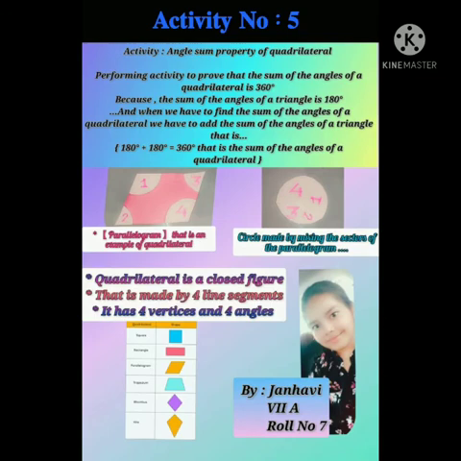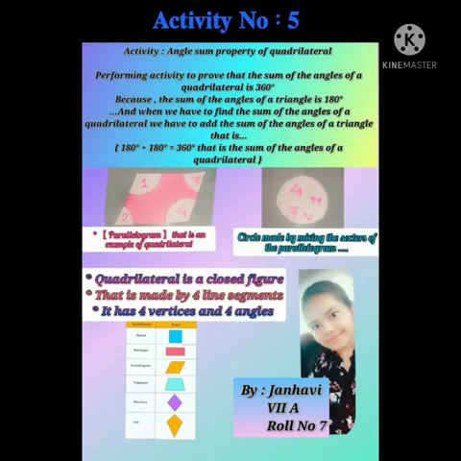But why? Because the sum of the angles of a triangle is 180 degrees, and when we have to find the sum of the angles of a quadrilateral, we have to add the sum of the angles of two triangles. That is 180 degrees plus 180 degrees equals 360 degrees. That is the sum of the angles of a quadrilateral. And the name of this activity is angle sum property of a quadrilateral.